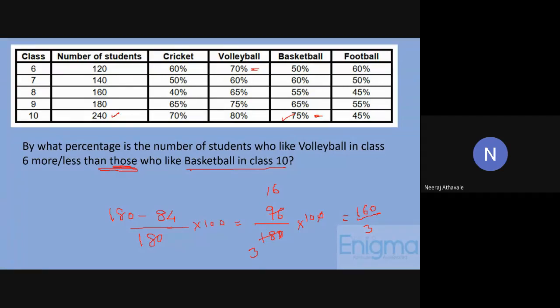So in this way you can solve it. Shruti, what denominator have you taken? The answer would be 160 by 3. Understand and remember what the denominator should be: whatever comes after "than those", that value should be the denominator. So therefore the answer will be 160 by 3 percent less.